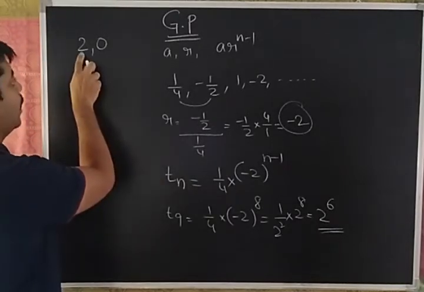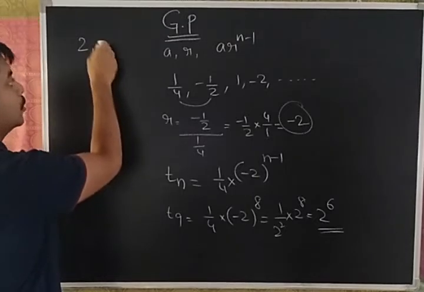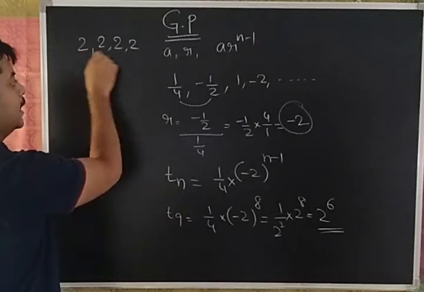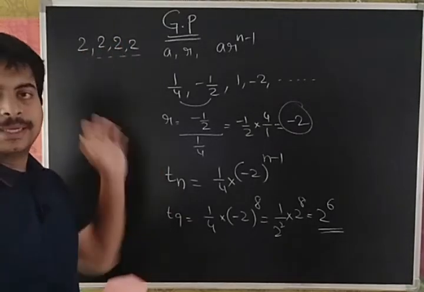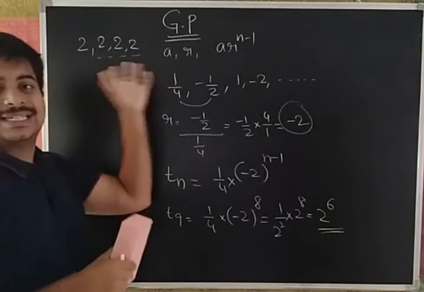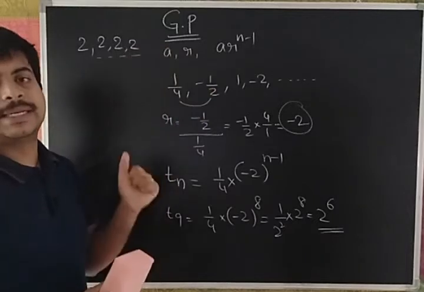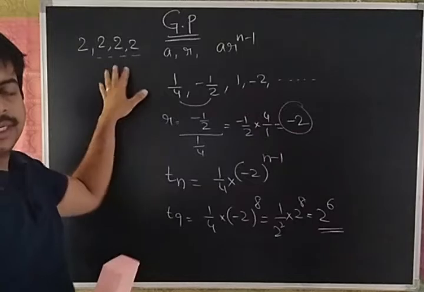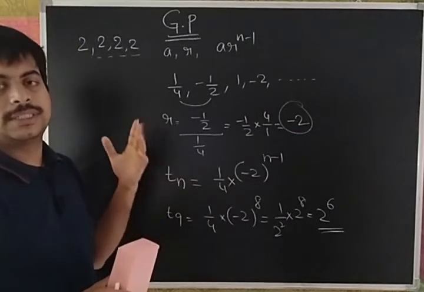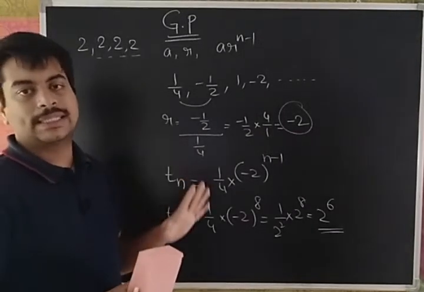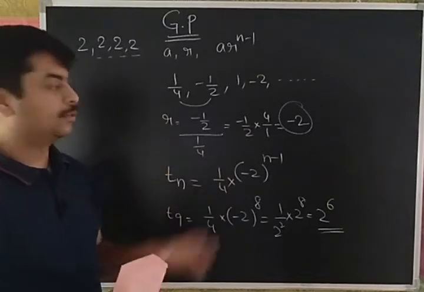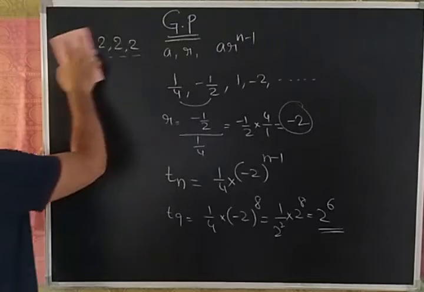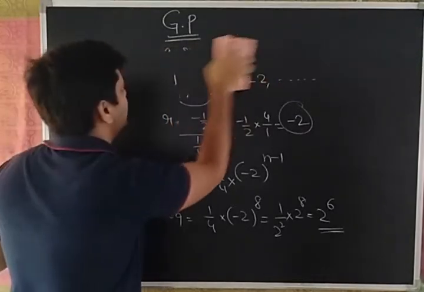What happens if the common ratio is 1? You multiply 1 to 2, it is 2. Multiply once again by 1, it is 2, it is 2. So the same term repeats. We get a constant GP. So we will not consider the common ratio R equal to 0 or R equal to 1, but the rest of things will continue. Okay, so this is about the basic nth term of a GP.